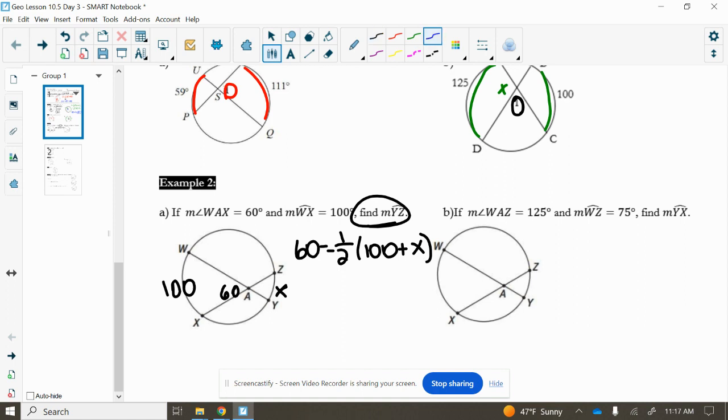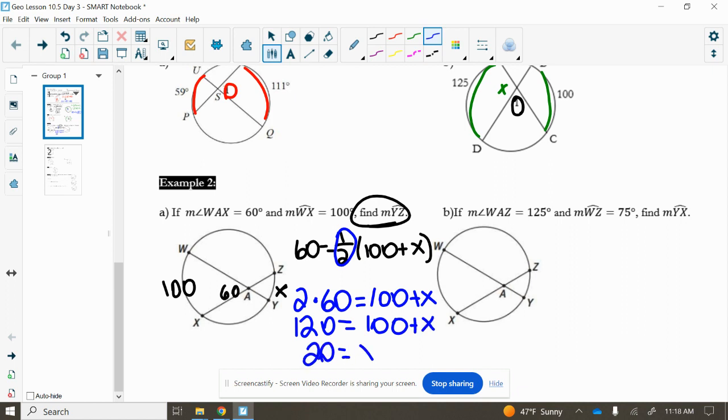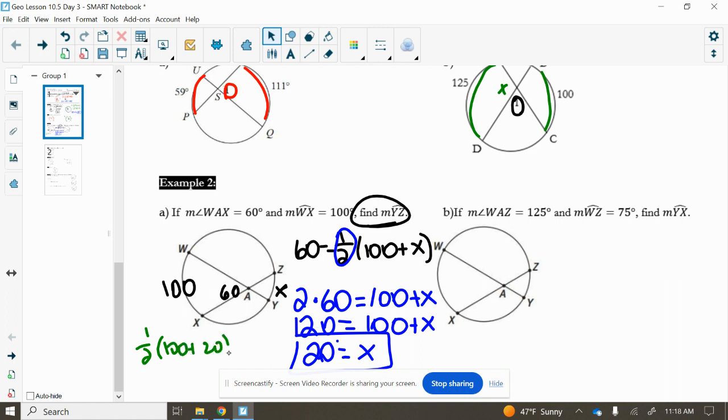So in order to start solving this, we want to get rid of this 1/2 by doubling both sides. So if we double that angle, then it's just going to equal arc plus arc. So this is nicer than distributing that 1/2 through. So we end up with 2 times 60, which is 120. And then when we subtract away the 100, we end up getting our arc to be 20 degrees. And again, that makes sense if you plug it back in to double check. 1/2 of 100 plus the 20 is 60, so we can double check that looks like it worked out.